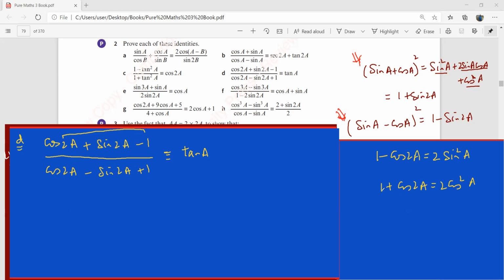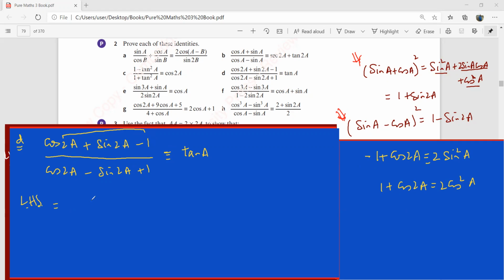We have cos 2A − 1, we don't have 1 − cos 2A. No problem, we can take minus common. So if you have this minus and this plus, you can write minus over here. Yes or no? I think you must say yes.